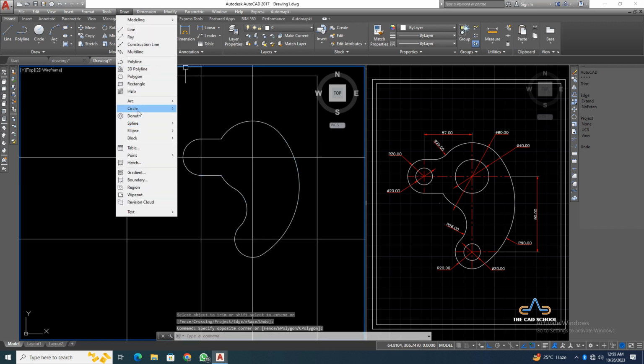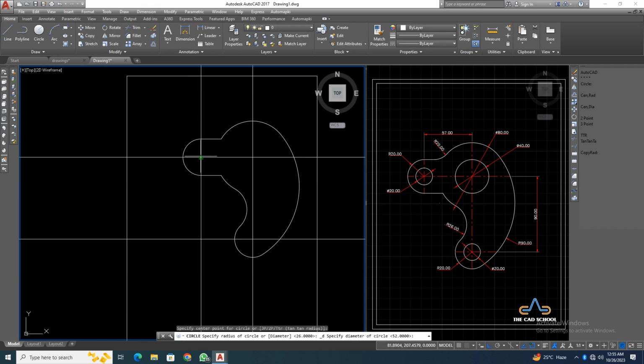Go to draw, select circle, center diameter, diameter is 20. Copy the circle, base point is the intersection of lines, destination point is again intersection of lines. Again circle, diameter 40.